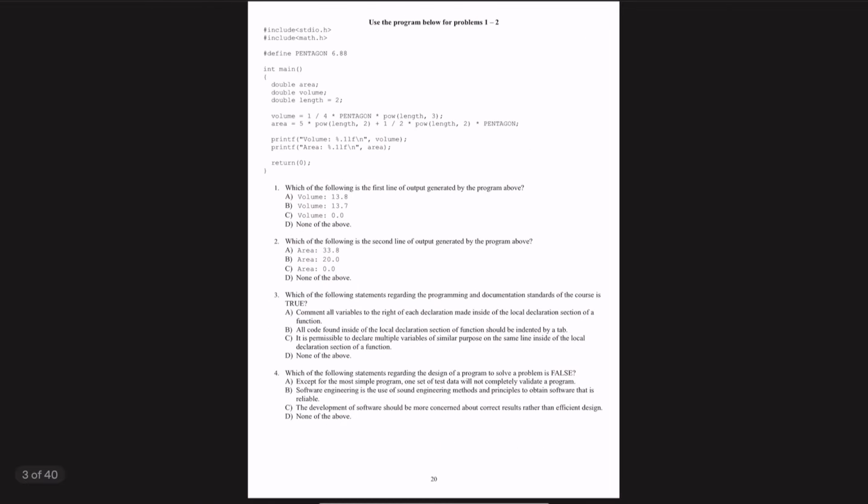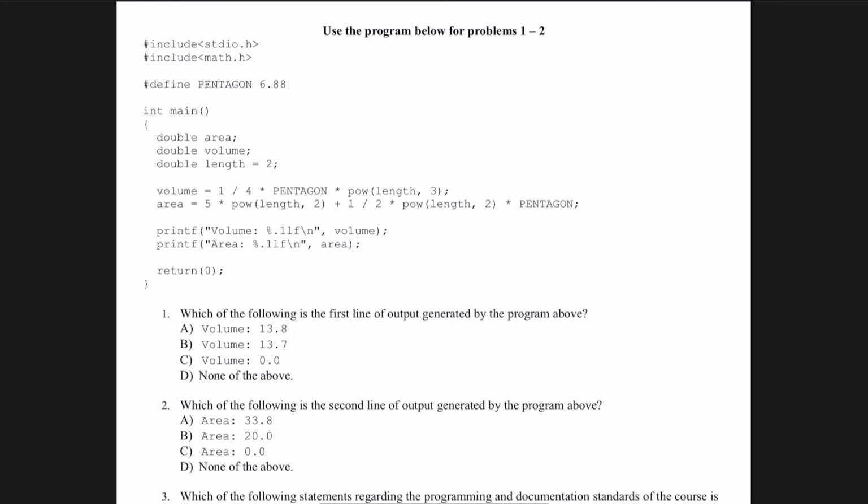Alright, here we have Fall 2019 Exam 1. So starting with question 1, we're looking for volume. So we have these doubles as well as our defined constant. So starting with this equation right here for volume, this is all division and multiplication, so we read it left to right because it's the same precedence level.